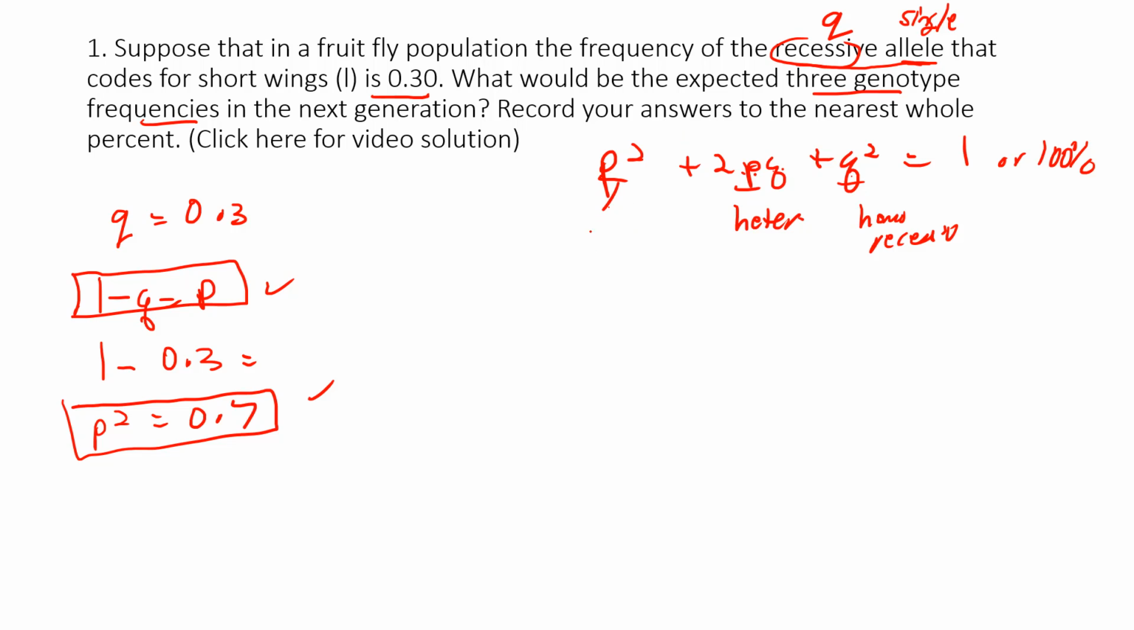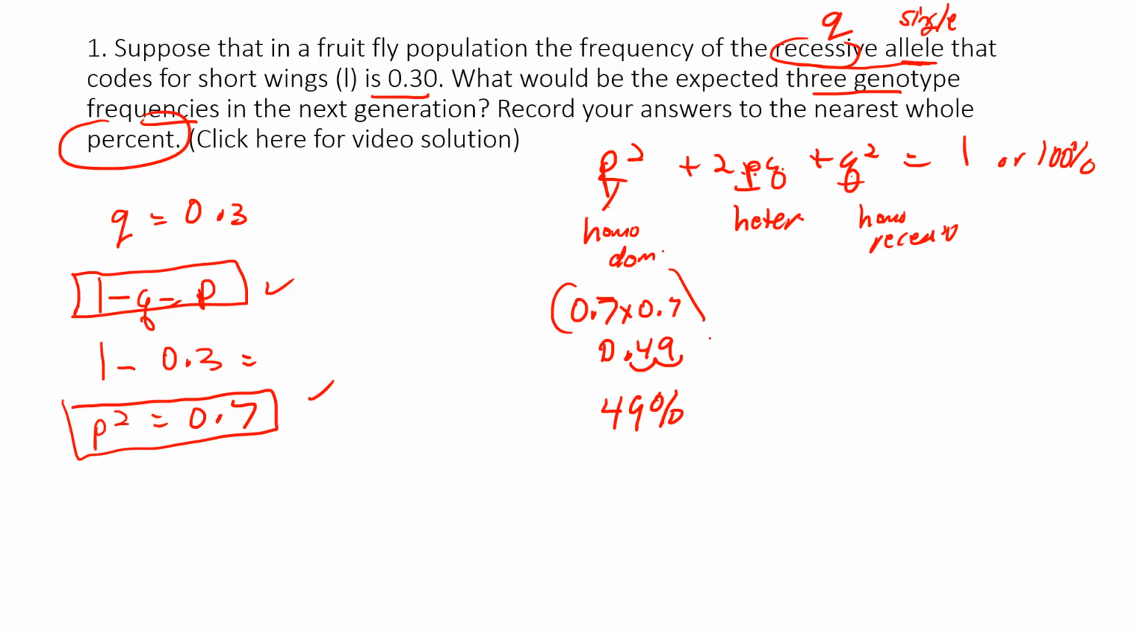This is the homodominant, and we know that because P represents the dominant allele. When there are 2 of them, that's the homodominant genotype. So we have 0.7 times 0.7, which gives us 0.49. Let's look at what they want the answer in. They want it in percentage, so we multiply by 100, moving the decimal place over, and get 49%.